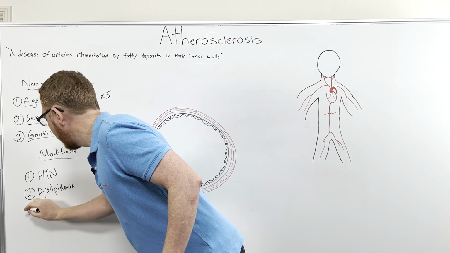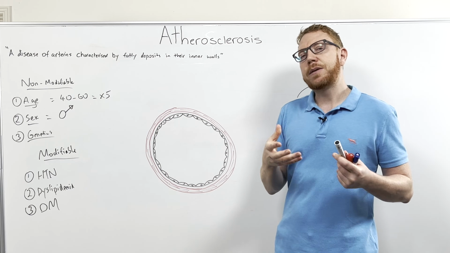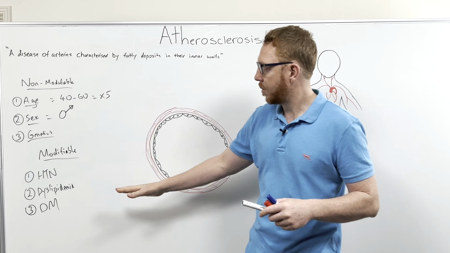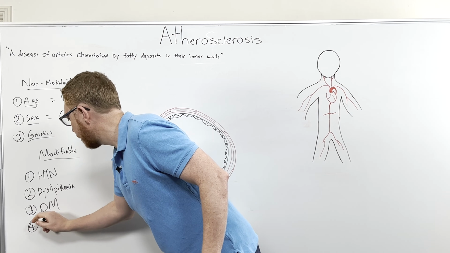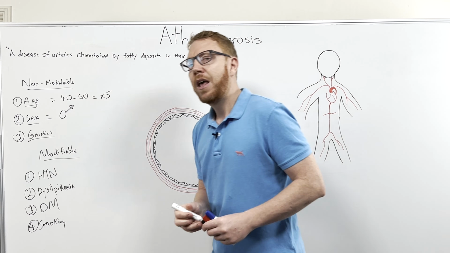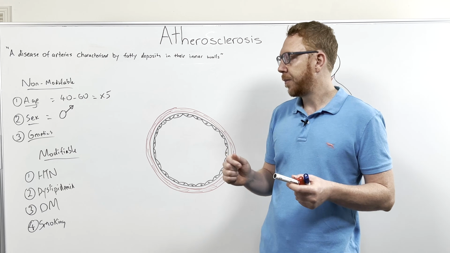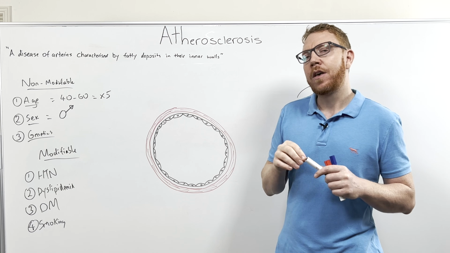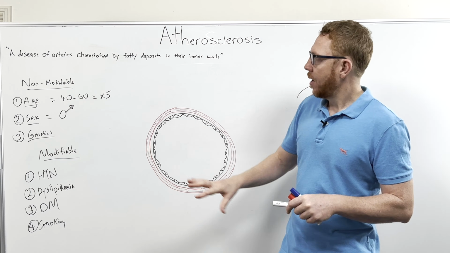Number 3 is diabetes mellitus. I'll just put DM. Diabetes mellitus seems to increase the amount of fat within the blood, so that seems to be its greater risk associated with it. And number 4, smoking. Smoking has thousands of toxins in it, thousands of chemicals which can cause endothelial injury. There are many other modifiable risk factors, so certain inflammatory states, high levels of homocysteine, inactivity, alcohol, etc. So they're the risk factors.